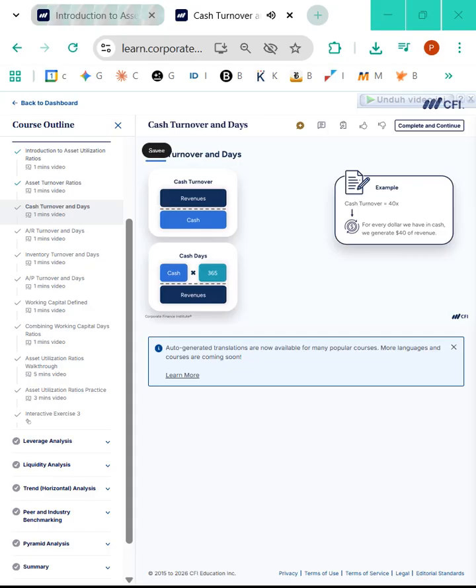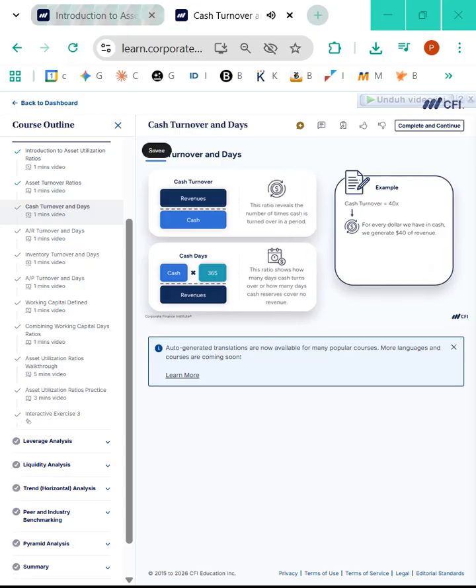If you think of it this way, it will help you better understand the cash days ratio. Because if cash turns over 40 times in a year, and a year has 365 days, well, 365 divided by 40 gives us 9.125 days. In other words, our current cash turns over every 9.125 days. Now, another way to think about it is, let's imagine for some reason the business had no revenue for 9.125 days. The company's cash reserves would cover the business.